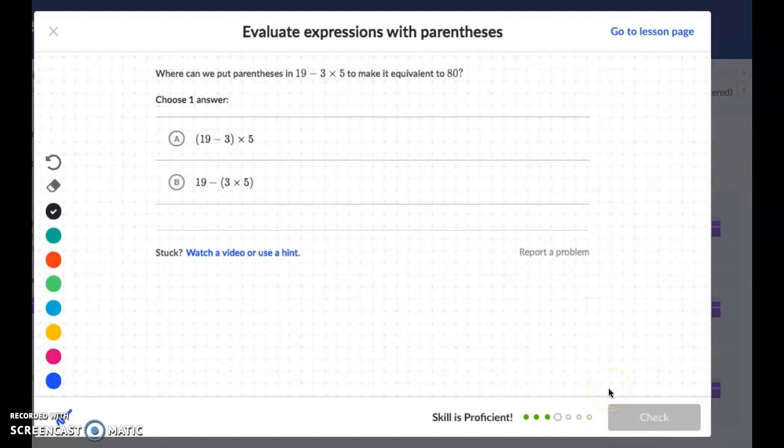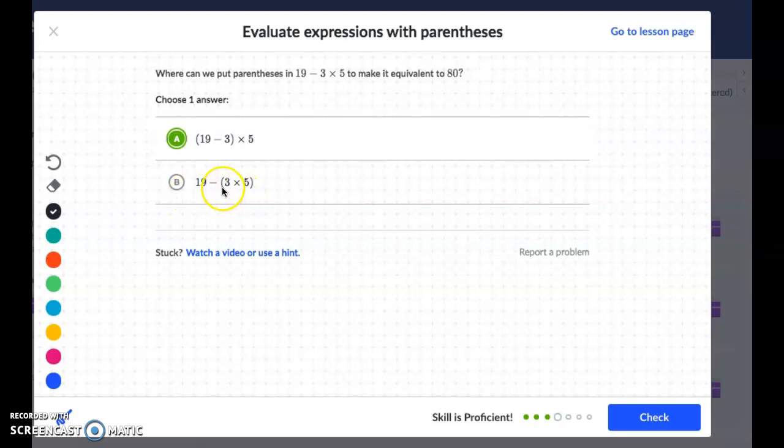Where can we put parentheses in 19 minus 3 times 5 to make it equivalent to 80? So again, we're going to solve the parentheses first. 19 take away 3 is 16. And then we'd have to do 16 times 5. So 16 times 5 is 80. So this one will work.